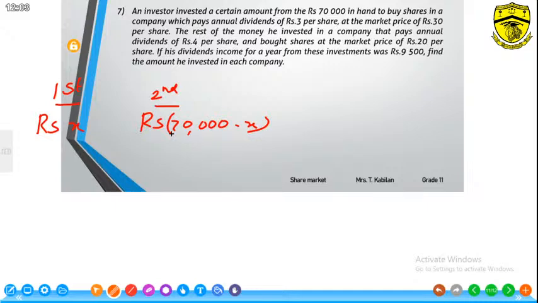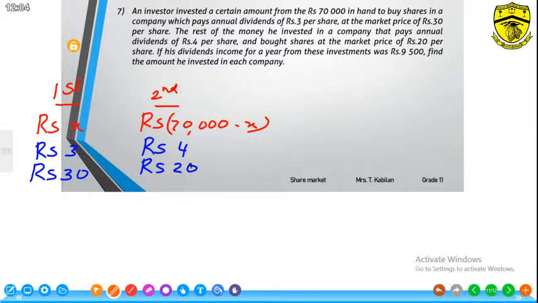From the question, the annual dividend per share is given, that is rupees 3 from the first company, and the market price per share is 30 rupees. In the second company, the annual dividend is rupees 4, and the market price per share is rupees 20. Also the total income from both companies is given, that is 9,500. First of all we have to find the invested amount in both companies. Before finding the invested amount, we have to find the number of shares first.